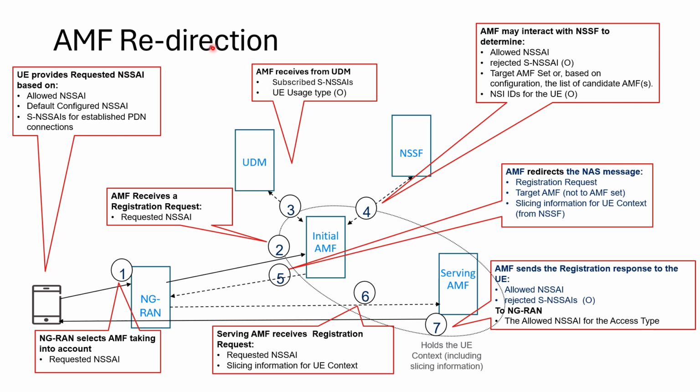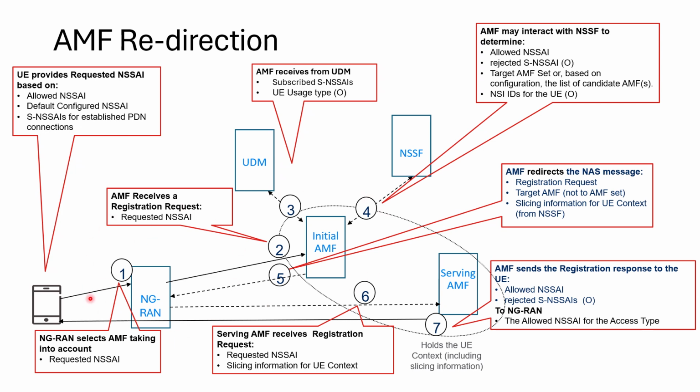Hello guys, in this video tutorial we are going to discuss AMF redirection. Suppose we have a UE. The UE will provide the requested NSSAI, and it could be based on the allowed NSSAI, some default configured NSSAI, or the NSSAI that is used for an established PDU connection. And here we have some steps for that particular redirection.